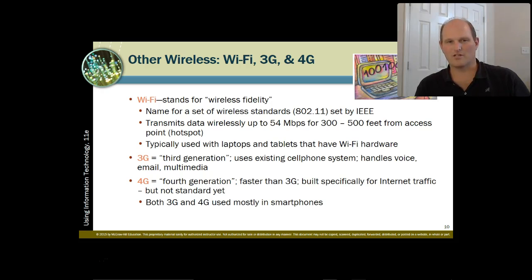Okay, so the third generation uses existing cellular cell phone systems, and it handles voice and email multimedia. Fourth generation, and this is just faster than third generation. It's specifically for internet traffic. There's no standard on it yet though, and that's why AT&T uses LTE or something like that, and Sprint uses a different name for it because it's a different standard.